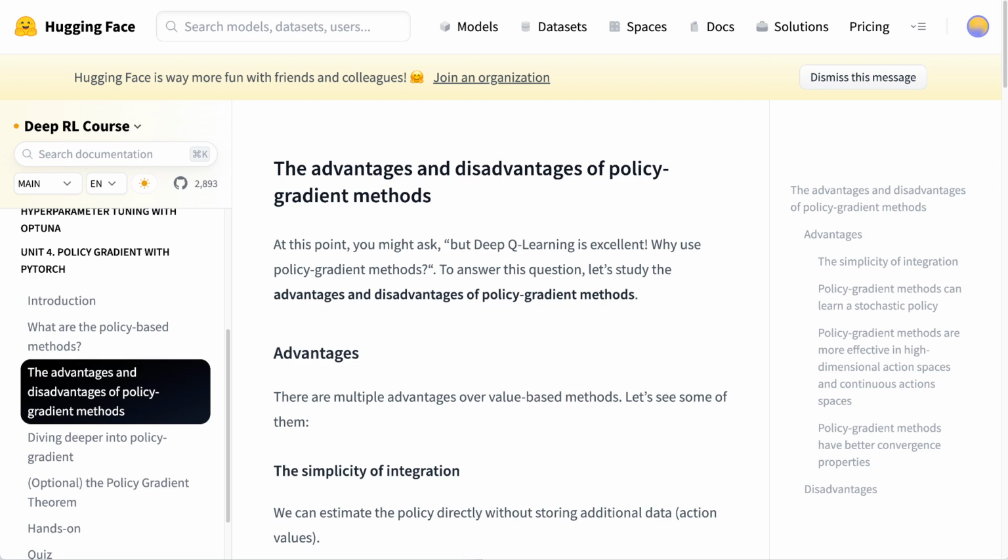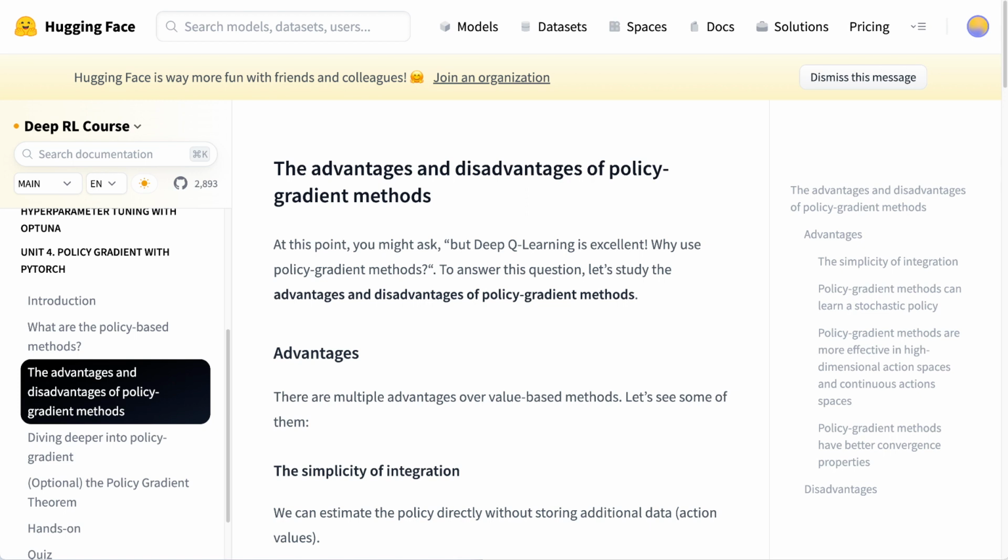This is the Hugging Face Deep RL course, Unit 4: the advantages and disadvantages of policy gradient methods. At this point, you might ask, but Deep Q-learning is excellent. Why use policy gradient methods? To answer this question, let's study the advantages and disadvantages of policy gradient methods.